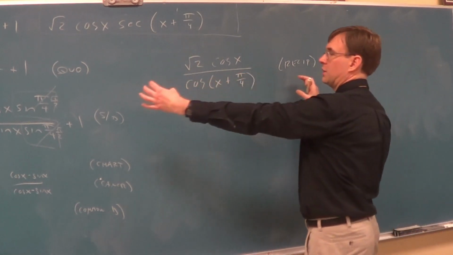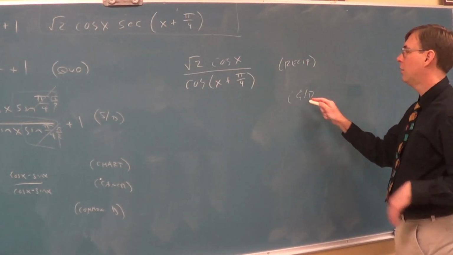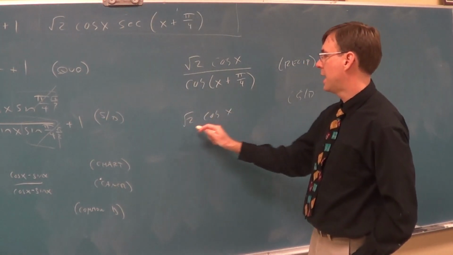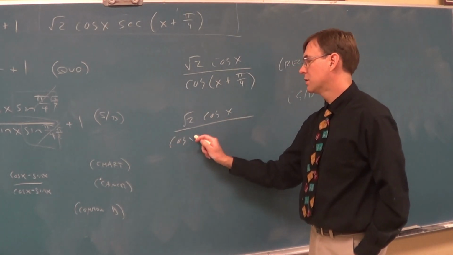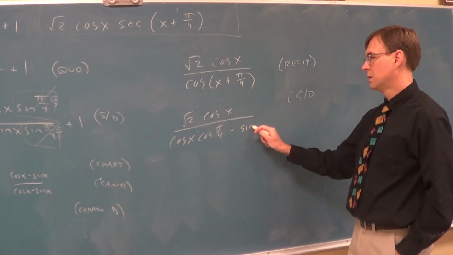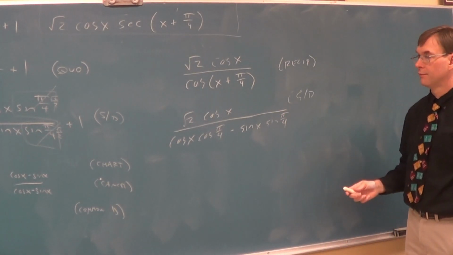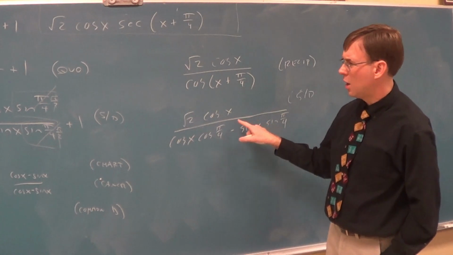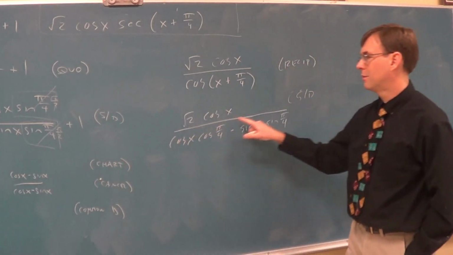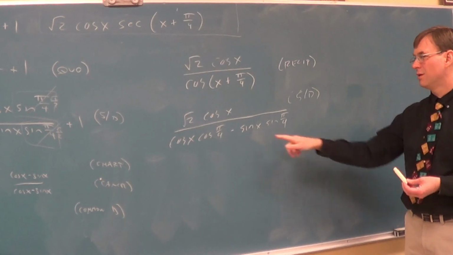Yeah, let's do that. Let's do this thing on the bottom with that sum and difference property group like we did a second ago. So I have root 2 cosine x, cosine x cosine pi over 4 minus sine x sine pi over 4. Again, keeping an eye on where we're trying to go. These, they kind of look alike. We're maybe getting there. Suggestion on anything we can do to make this any better?